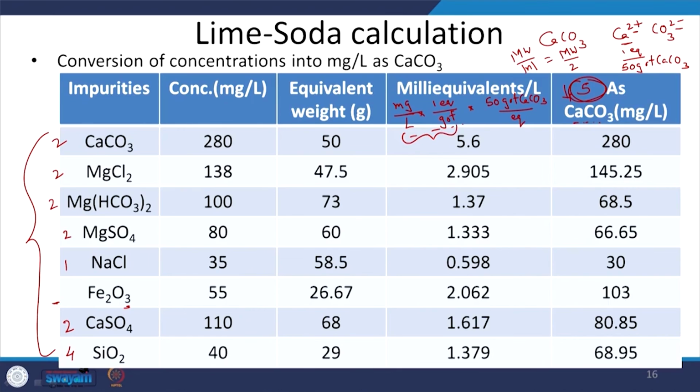From these two I will get the fourth column. Multiplying the fourth column by this, I will end up with the fifth column. So all the units are now expressed as CaCO3. Obviously CaCO3 280 milligram per liter will be as CaCO3 itself, right. So that's something to keep in mind. So let's move on and see what else we have.